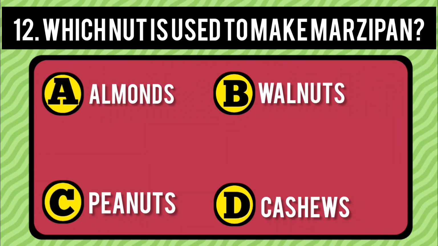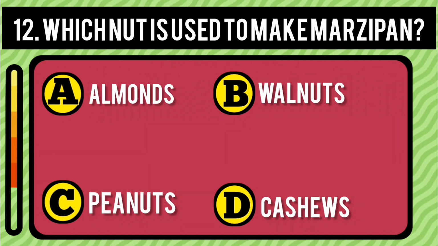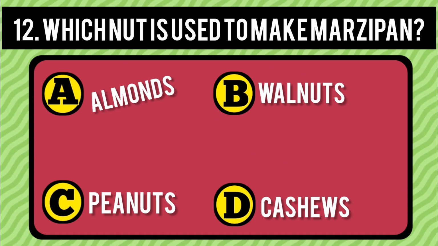Which nut is used to make marzipan? A. Almonds. B. Walnuts. C. Peanuts. D. Cashews. The right answer, almonds.